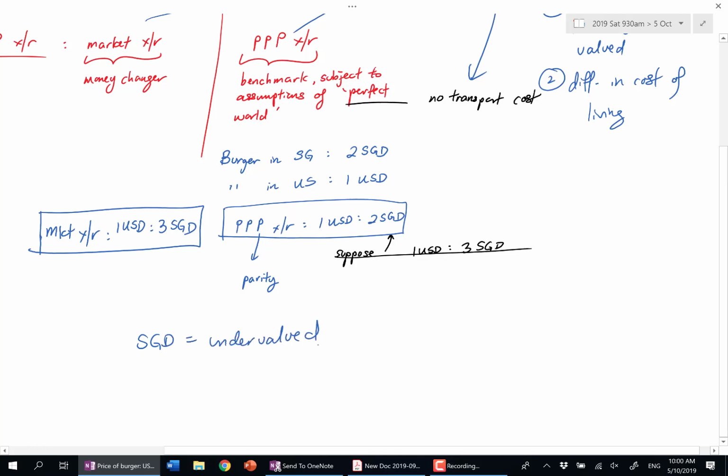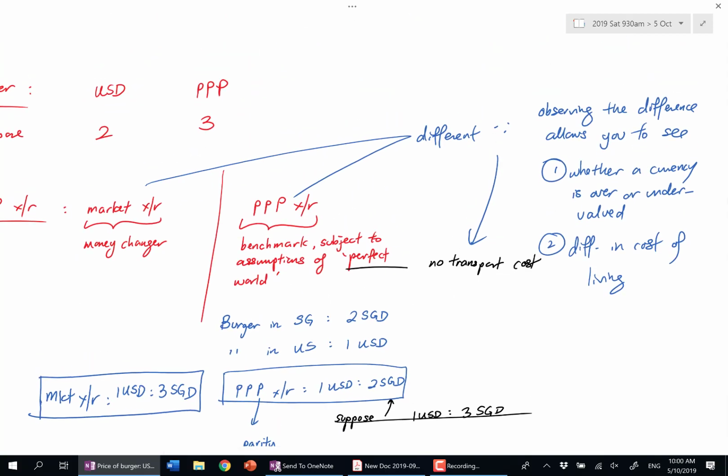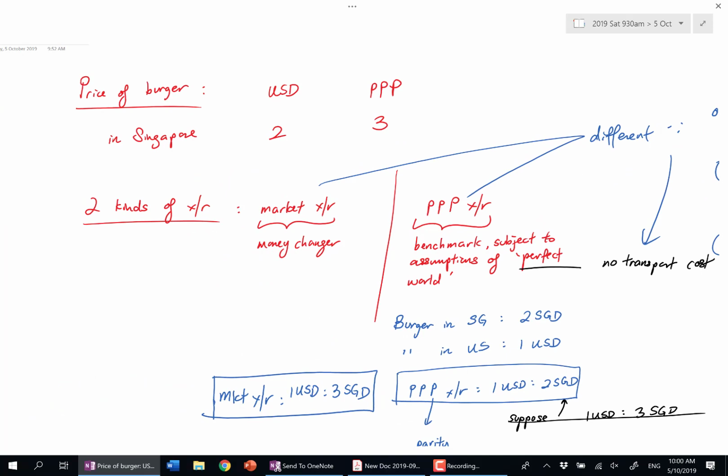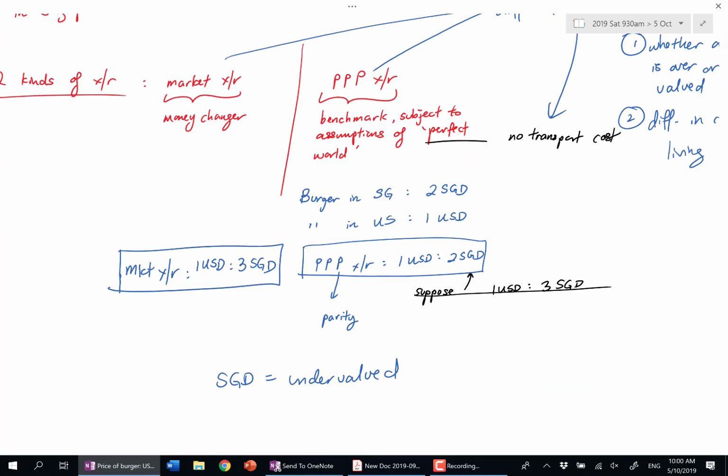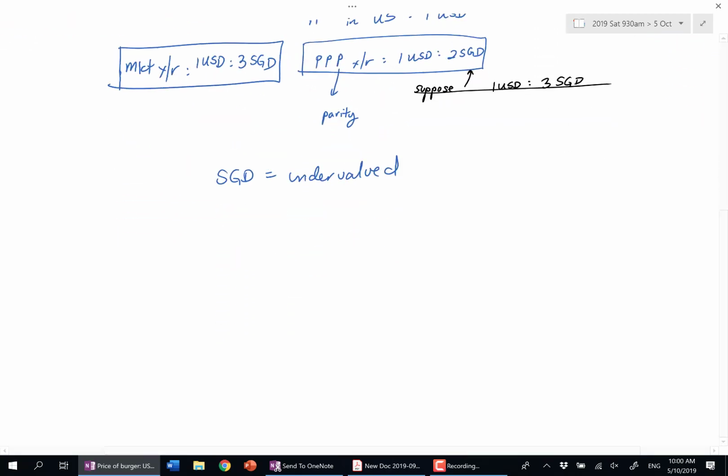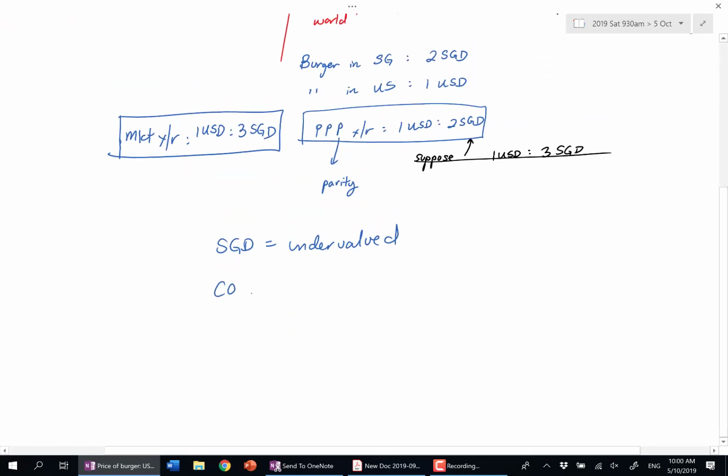So if you want to consume a burger, you will fly to Singapore to consume it. Because if you're a US resident, $1 US gets you 3 Sing dollar. So it's like the burger example. You probably fly to Singapore and then you still keep 1 Sing dollar after that. Does that make sense? Cost of living is lower in Singapore.